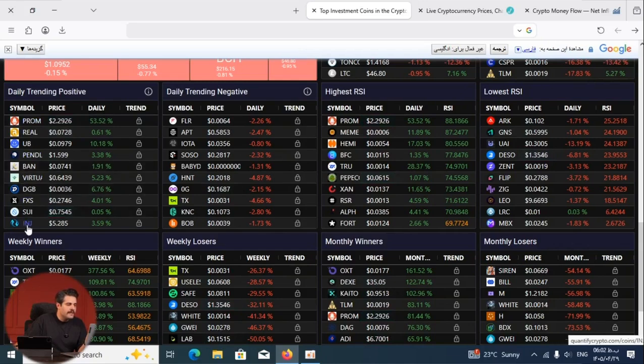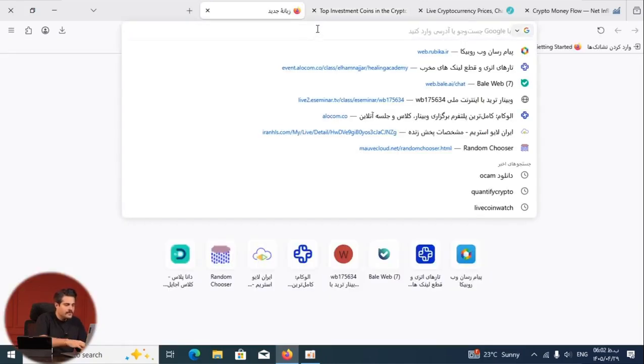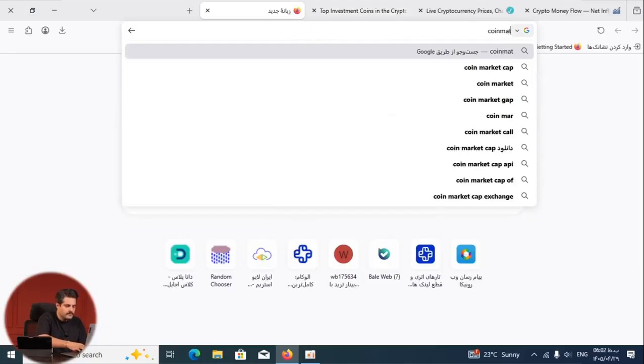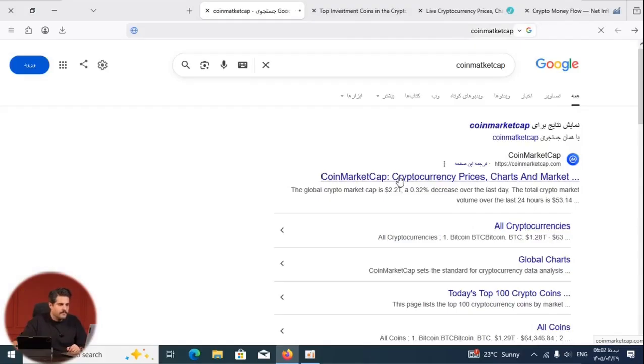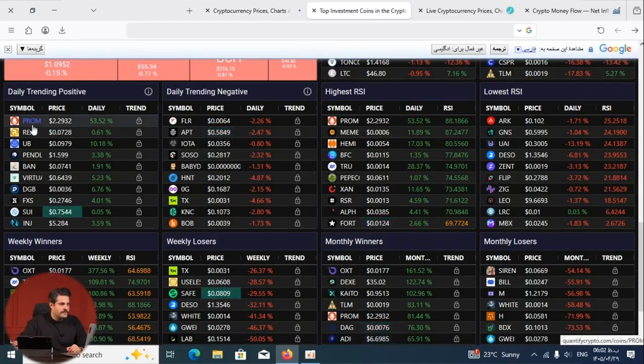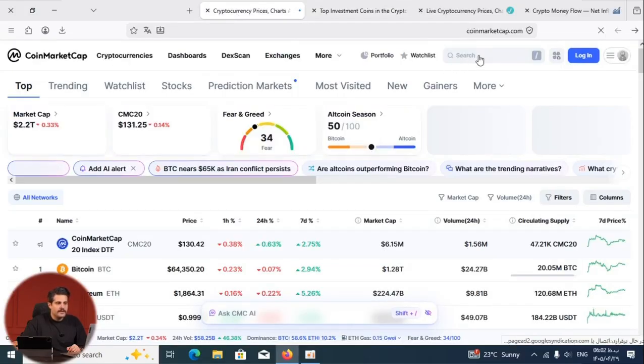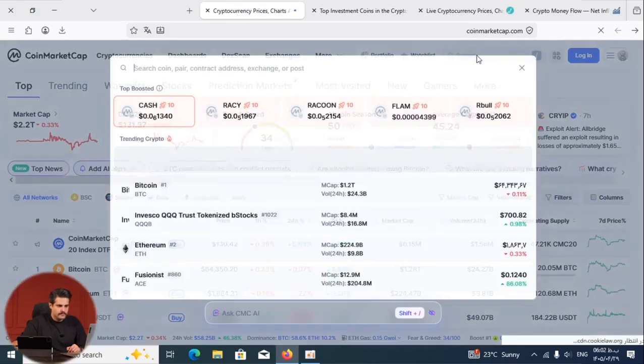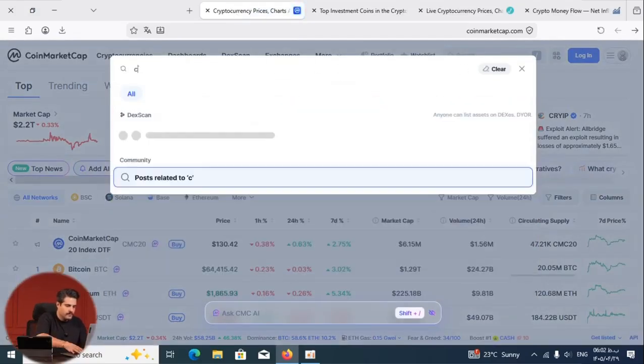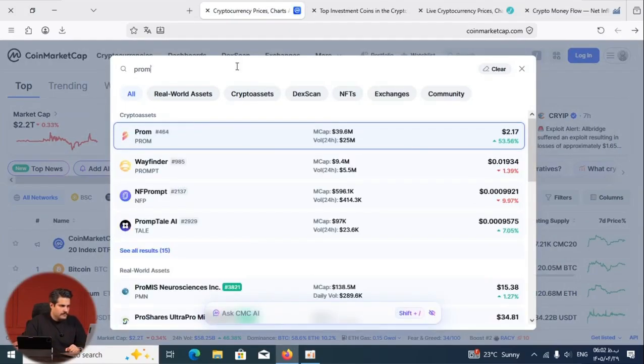If I can't check it, I'll actually go and search for the coin names on the CoinMarketCap website. For example, I see the Prom coin here, which is daily trending positive. I'll go to CoinMarketCap and search for its name. Prom. It shows me the market cap here. MCAP, 39.6 million. So with a bit of leeway, I can accept that $40 million is its minimum market value.